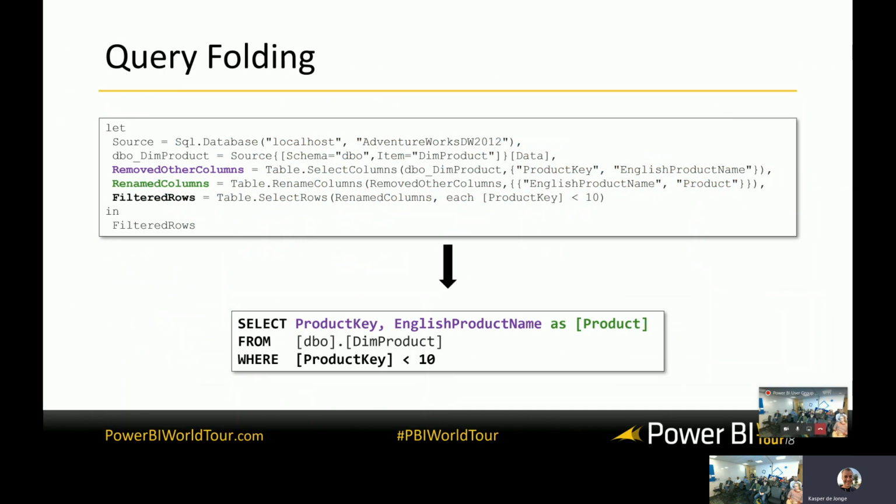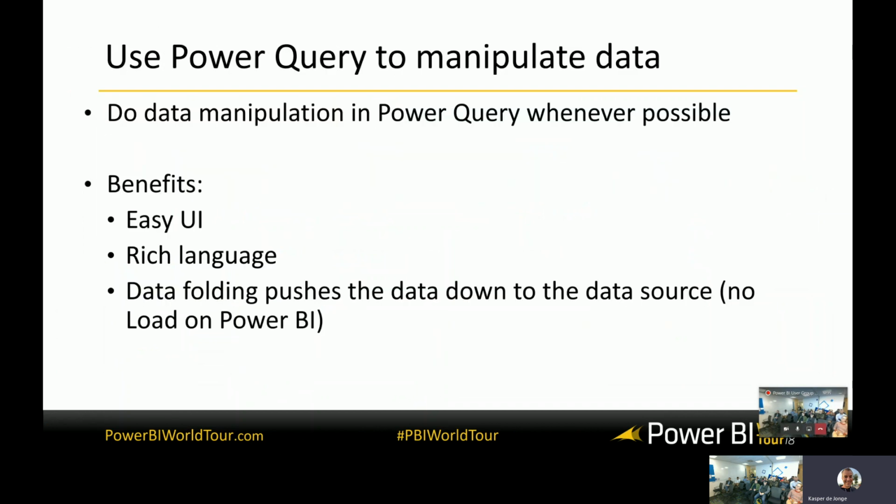Again, this is much more optimal because usually the SQL Server database is pretty good at this. And second of all, we don't have to do all the work inside of Power BI. So then it generates a query like select product key, English product name. So you can see the rename operation. We do the filtering on the table that we've selected, and that's something that is called query folding.